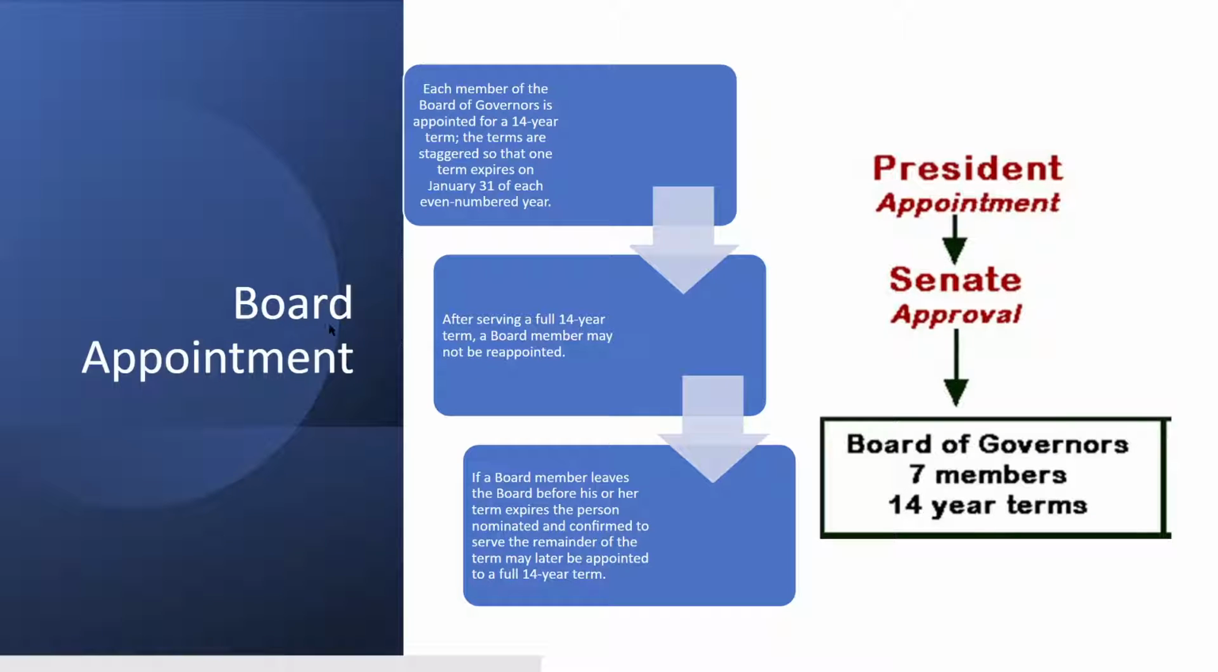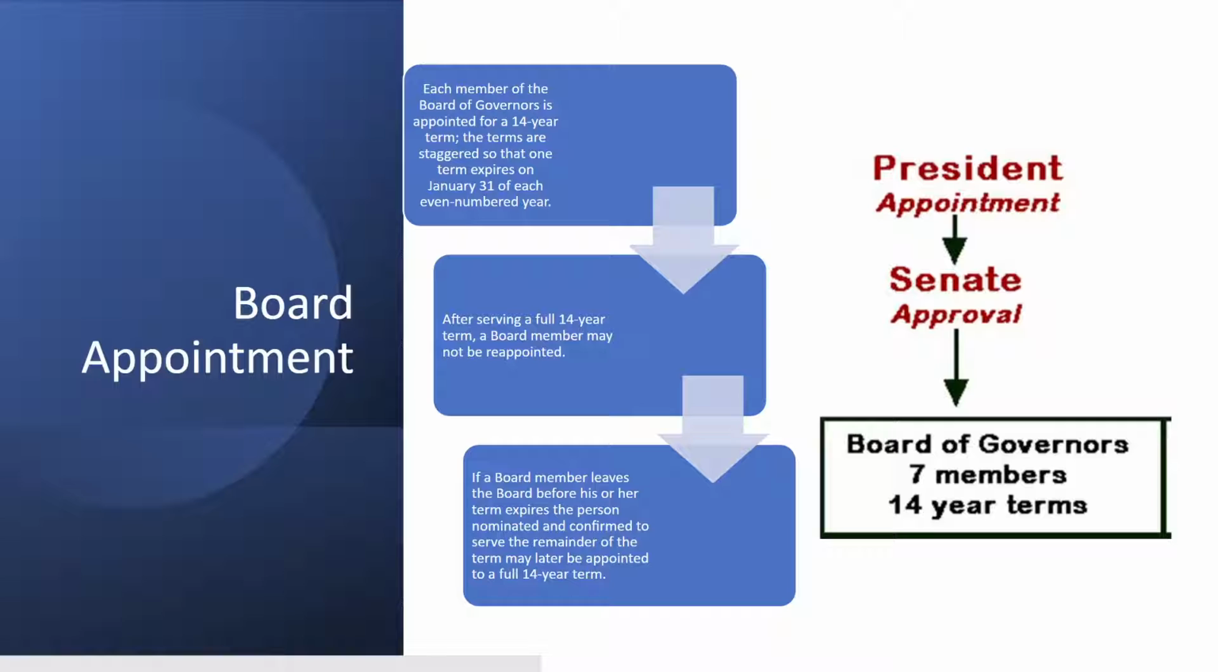So how do you get appointed to the board? Well, each member of the Board of Governors is appointed to a 14-year term. The terms are staggered so that one term expires on January the 31st of each even-numbered year. After serving your full 14-year term, you cannot be reappointed. So it's one and done.